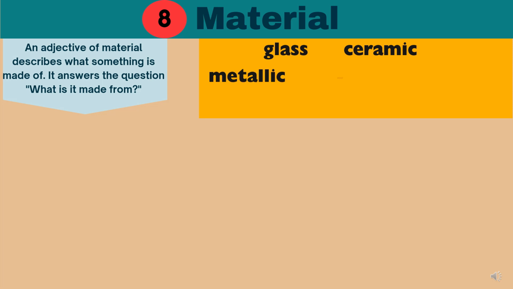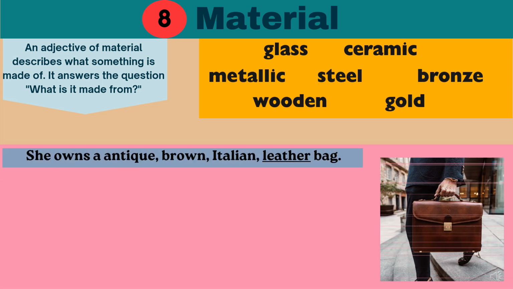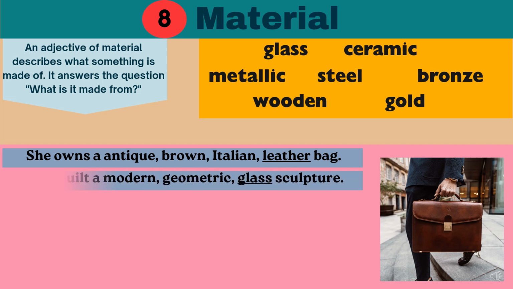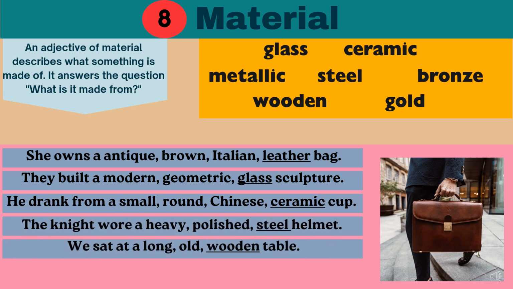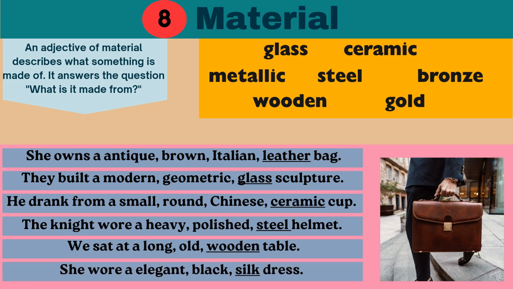Next is material. This describes what something is made from. It answers the question, what is it made of? For example, an antique, brown, Italian, leather bag, a modern, geometric, glass sculpture, a small, round, Chinese, ceramic cup, an elegant, black, silk dress. Material is one of the last adjectives. It comes right before the noun or the purpose adjective. It defines the substance of the object.